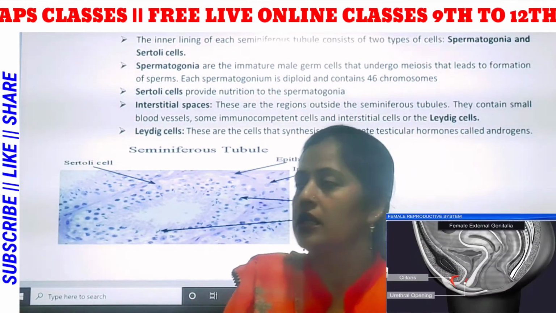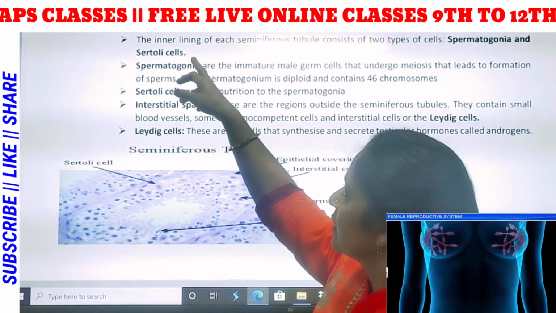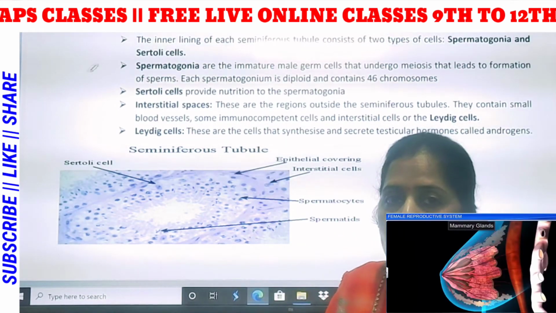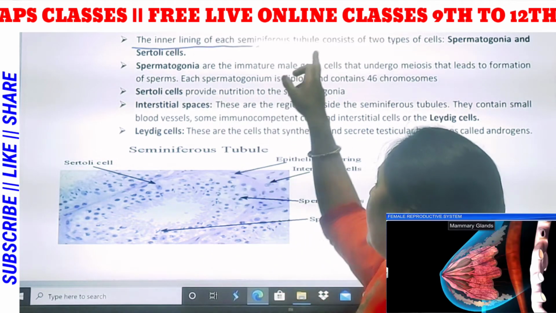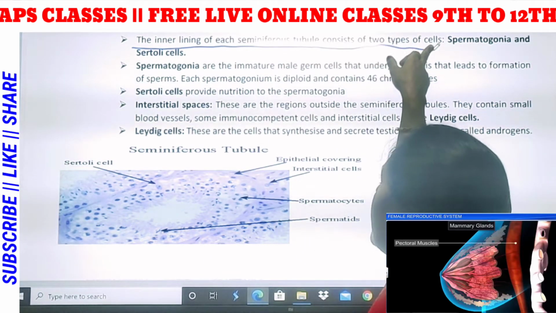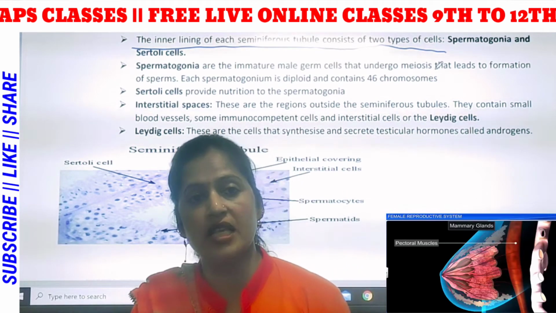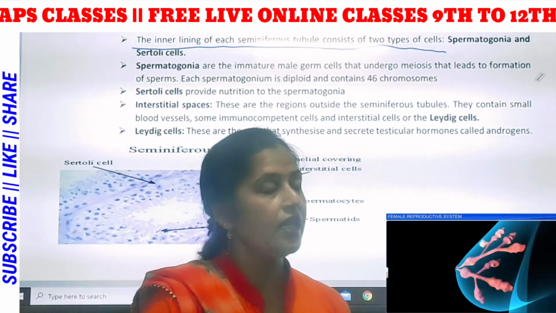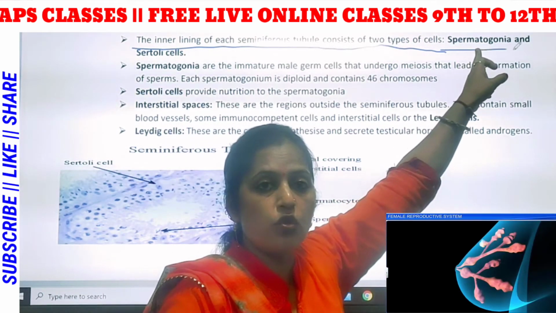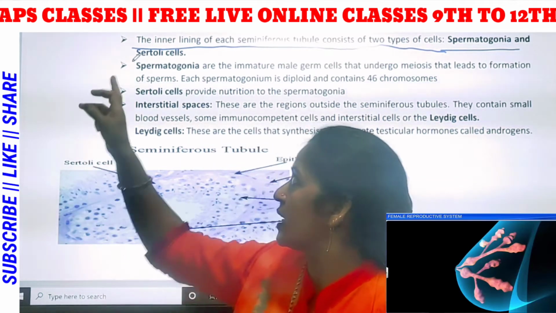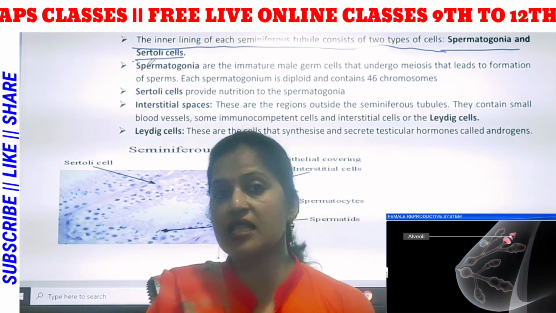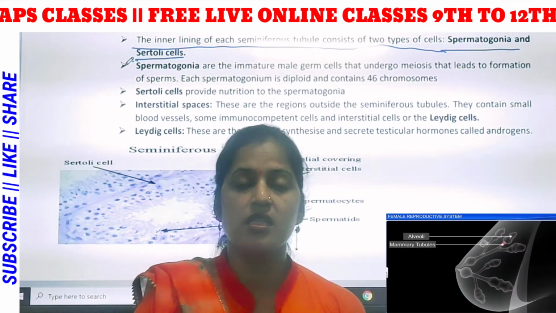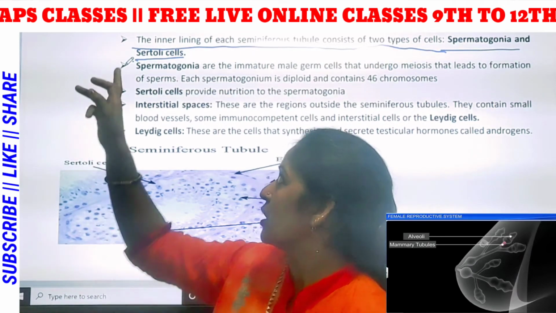So our next important concept is that the inner lining of each seminiferous tubule consists of 2 types of cells. The inner lining of each seminiferous tubule contains the major 2 types of cells, and these 2 types of cells are the spermatogonia, and the other important type of cell is the Sertoli cell. That means the seminiferous tubules contain the major 2 types of cells, number 1 is the spermatogonia, and the second type is the Sertoli cells.